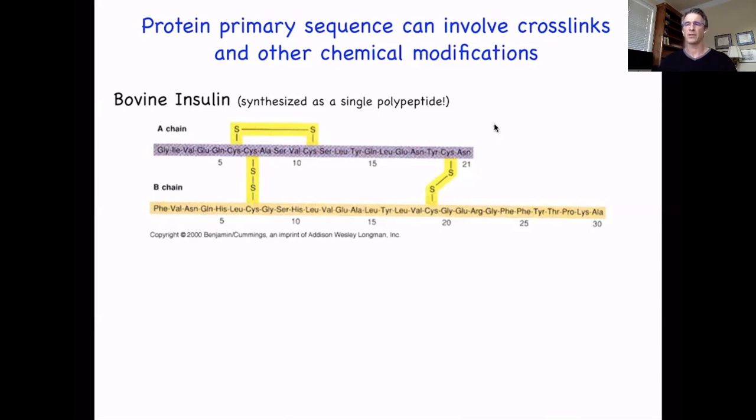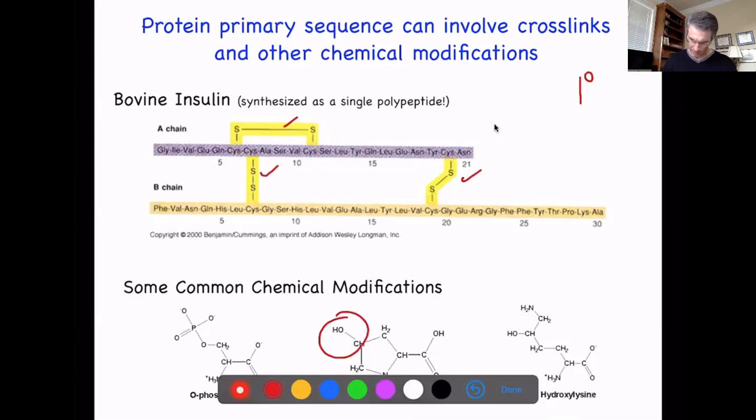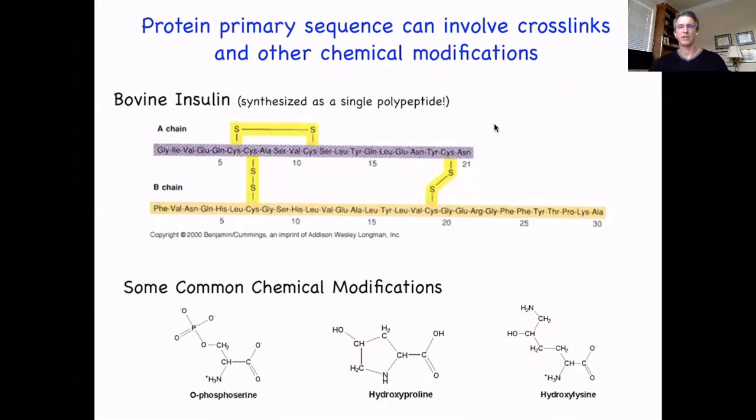That bonding structure, those cross-linked disulfide cross-links, are all part of bovine insulin's primary sequence. And there are additional modifications that would technically be considered part of a protein's primary sequence. For example, stable phosphorylations, right? Hydroxylation of prolines, there's an example, right? Or hydroxylations of lysines, right? And there are other post-translational modifications like that that are considered to be part of a protein's primary sequence.